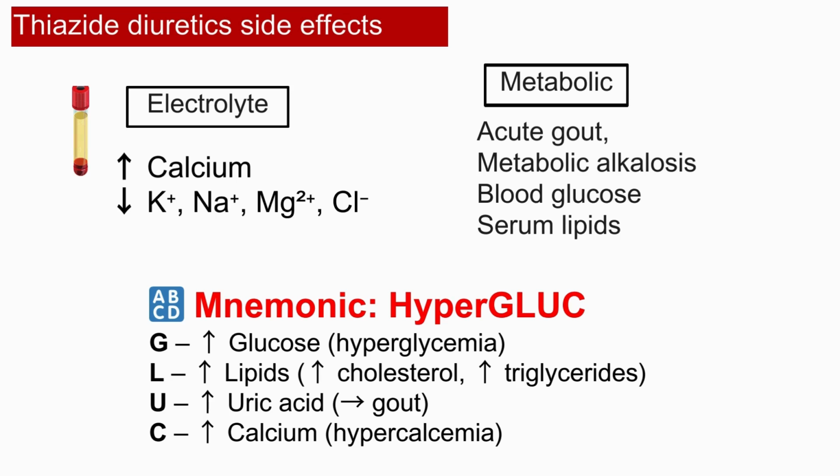What about the electrolyte imbalances that thiazides can cause? Right, so thiazides can cause a number of electrolyte imbalances. The main ones to know are hypokalemia, low potassium, hyponatremia, low sodium, hypomagnesemia, low magnesium, and hypochloremia, low chloride. Other possible side effects include acute gout attacks because of the hyperuricemia, metabolic alkalosis, and some people experience sexual dysfunction. Right. Wow, that's a lot.